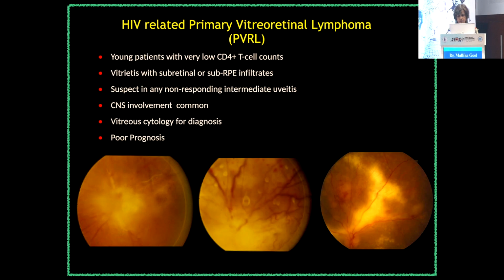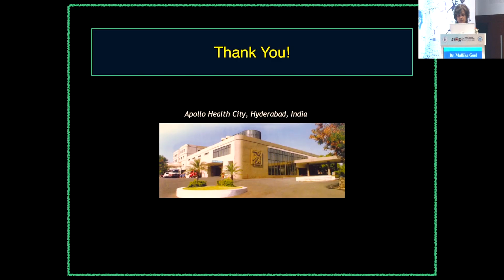And lastly, masquerade in immunocompromised patients. These can be very young patients presenting with bilateral intermediate uveitis, subretinal deposits, retinal vasculitis, not responding to steroids. So suspect in any non-responding intermediate uveitis. And if it's an immunocompromised patient, CNS involvement is common with poor prognosis.